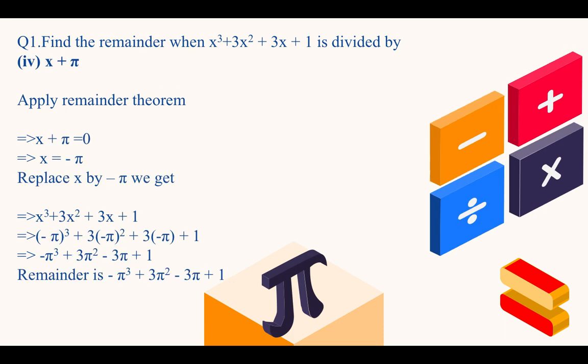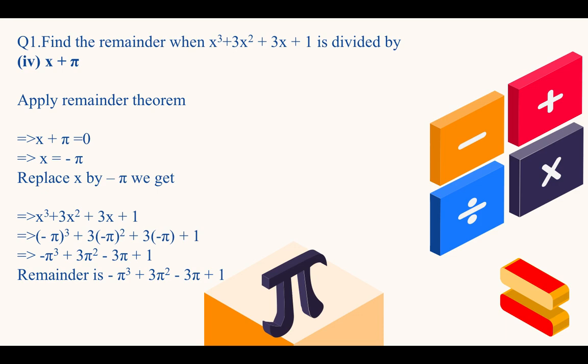Now the fourth question, x plus pi. We will apply the remainder theorem the same way. x plus pi is equal to 0, so x is equal to minus pi. Replace x by minus pi, we get x cube plus 3x square plus 3x plus 1.